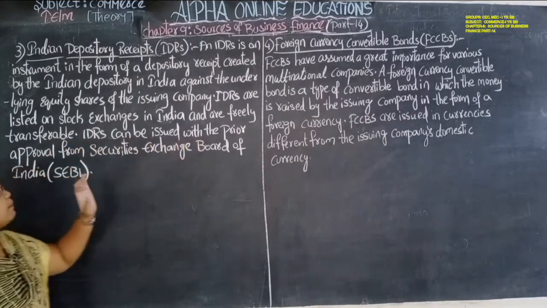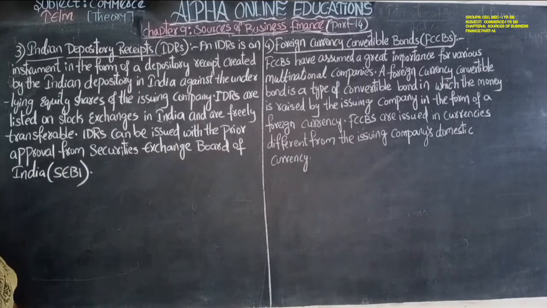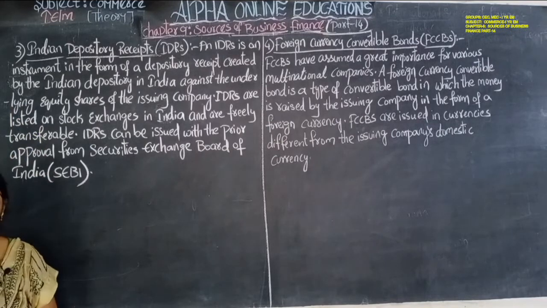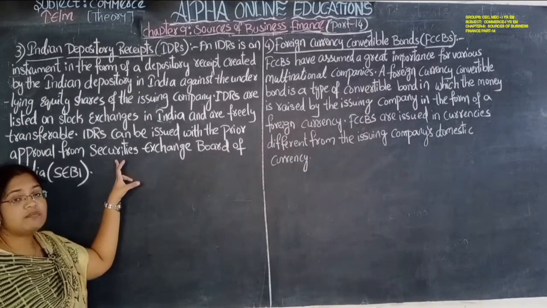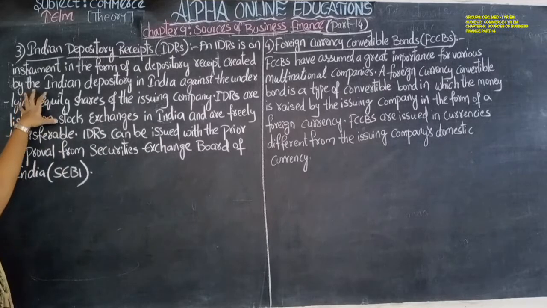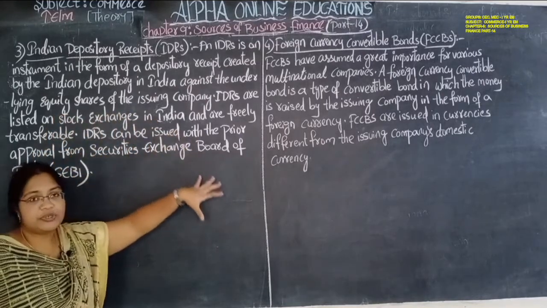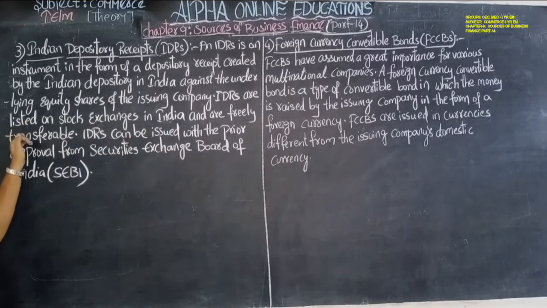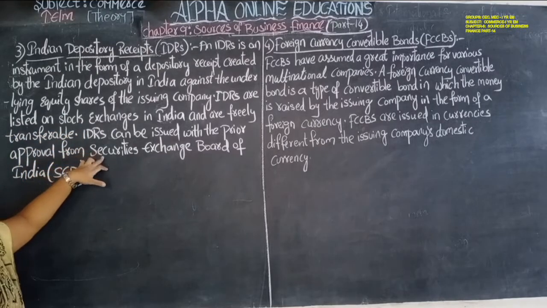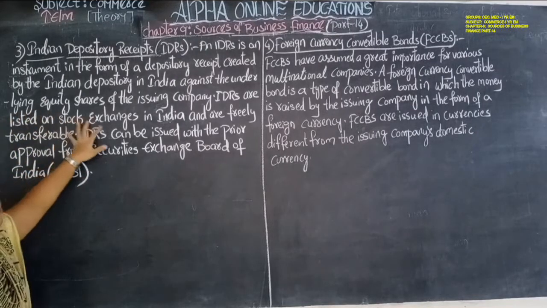IDRs can be issued with the prior approval from the Securities Exchange Board of India. In order to issue these types of depository receipts or securities, we have to get the permission from the Securities Exchange Board of India, that is SEBI. Indian depository receipts are a type of receipts that are issued in India and they can be easily transferable. These require permission from SEBI and are listed on the stock exchanges in India.